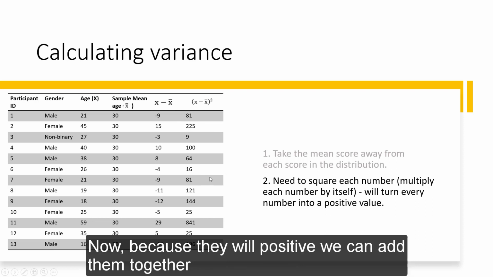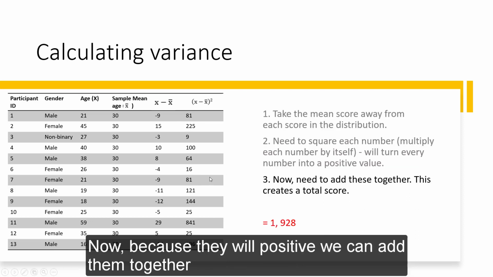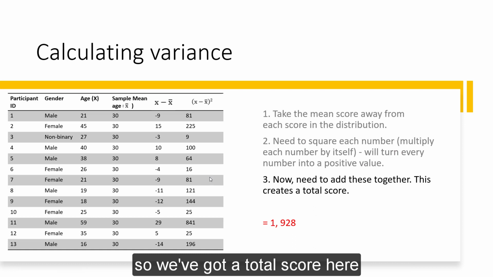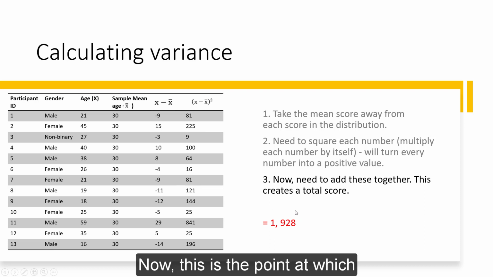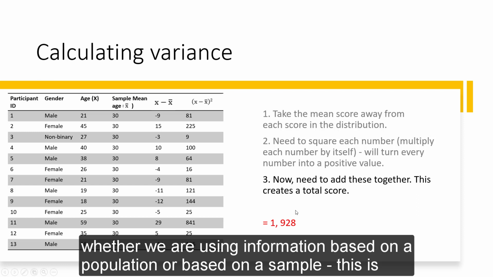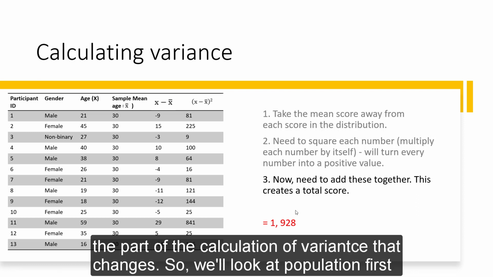Now, because they're all positive, we can add them together. So we've got a total score here of the squared distances of 1928. Now this is the point at which, whether we're using information based on a population or based on a sample, this is the part of calculating variance that changes. So we'll look at population first.